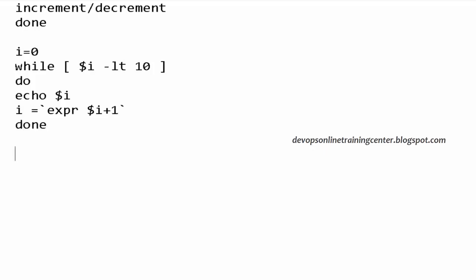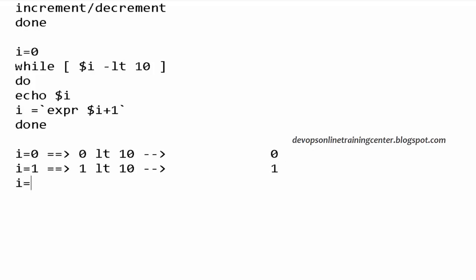So what happens here? I value will be 0 initially, right? Then the condition will be checked. What is it? 0 is less than 10 or not. So this is true, 0 is less than 10, right? Then echo $I will be printed. What is the value of I? 0, right? Then next the I value will be incremented to 1. So this is the next iteration. Now again it will check if 1 is less than 10 or not. Yes, that is also true. So 1 will be printed. Next it will go to I equal to 2. Now 2 is less than 10, true or false. Again this is true. So 2 will be printed.